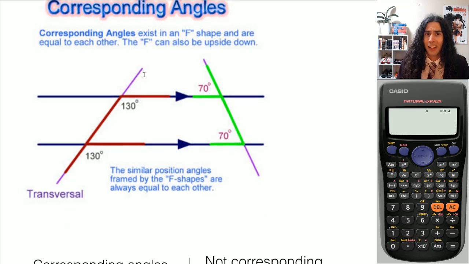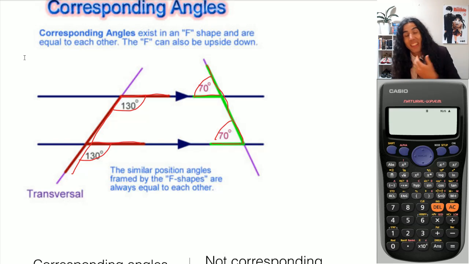Corresponding angles. F shape. The F shape here in red is showing you that these two angles are equal. So corresponding angles are equal, and in this case, they're both equal to 130 along that line there. And there's an upside down F over there. That's still an F. In this case, they're both 70. Equal.